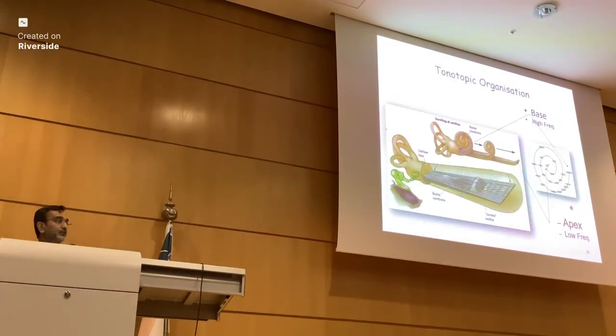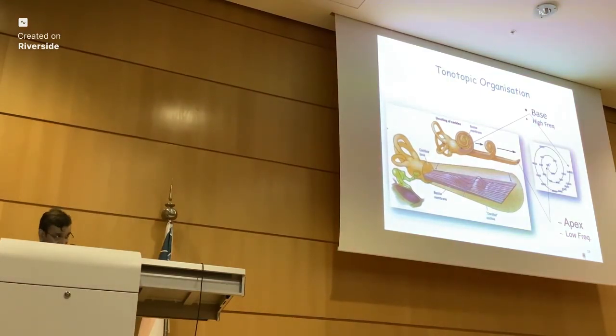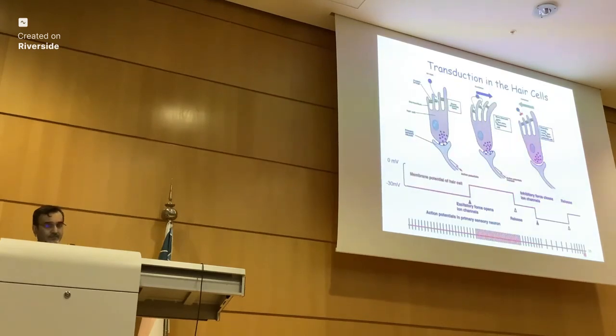So this is again showing you the same. You see that the basilar membrane near the base is narrower and tighter, and as you go towards the apex, it becomes wider and floppy. So you would have base, high frequency; apex, low frequency sound.